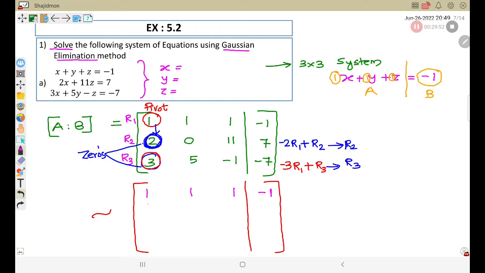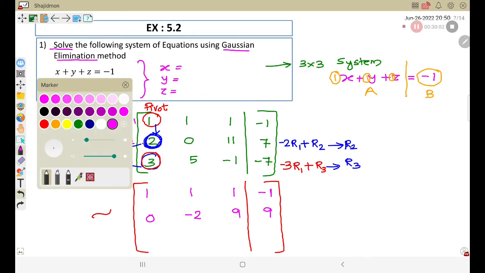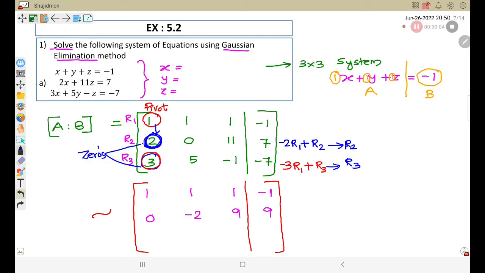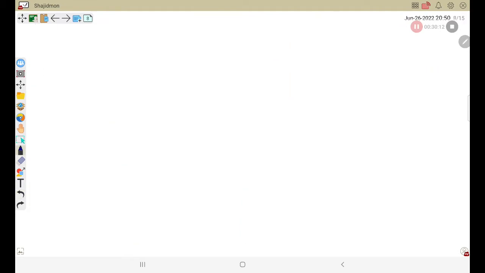Second row, now we got 0, minus 2, 9 and 9. Now same way we need to do the third row. Third row, which operation we need to use? Minus 3 R1 plus R3. So I will show again here. Minus 3 R1 plus R3.